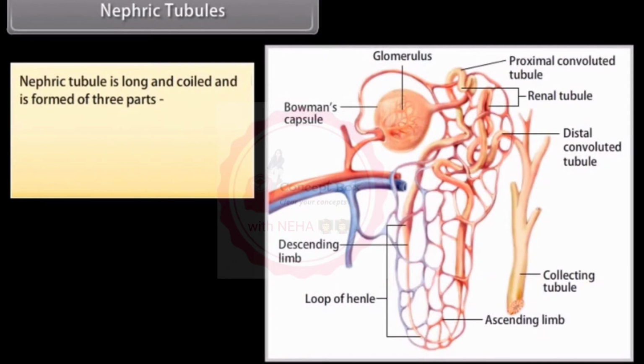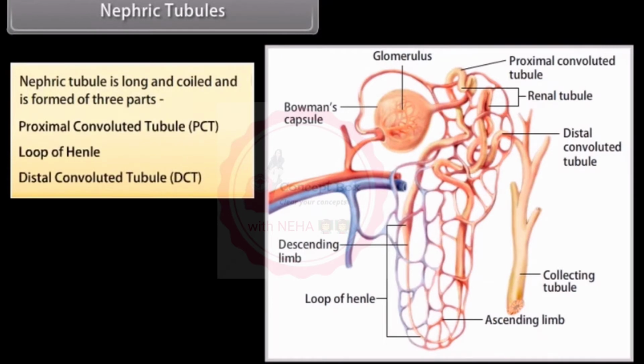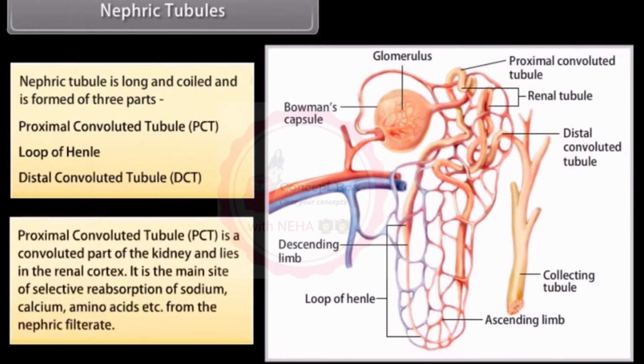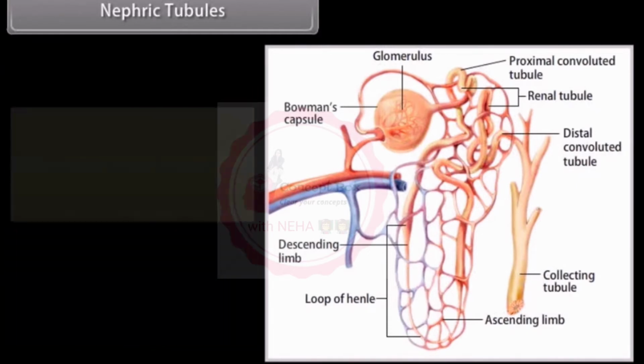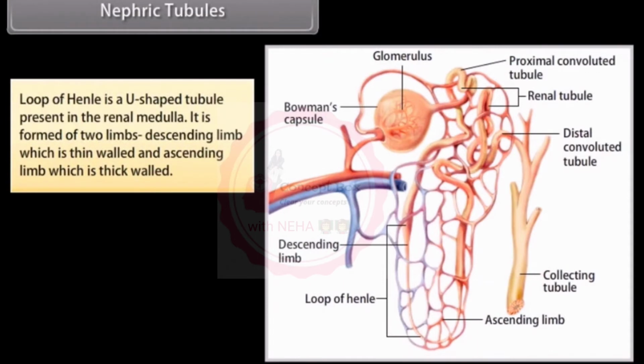Nephric tubules. The nephric tubule is long and coiled and is formed of three parts: proximal convoluted tubule PCT, loop of Henle, and distal convoluted tubule DCT. The proximal convoluted tubule PCT is a convoluted part of the kidney and lies in the renal cortex. It is the main site of selective reabsorption of sodium, calcium, amino acids, etc. from the nephric filtrate. The loop of Henle is a U-shaped tubule present in the renal medulla.